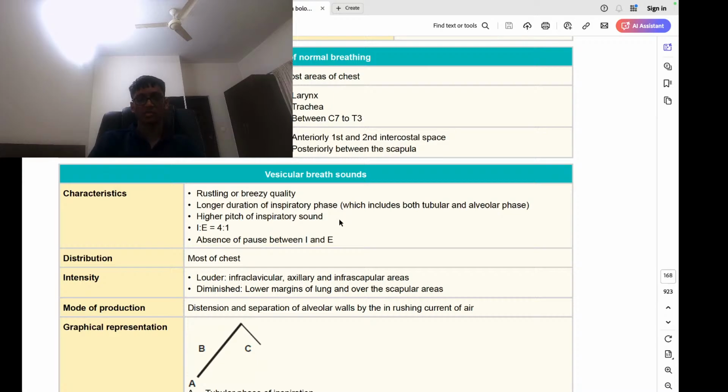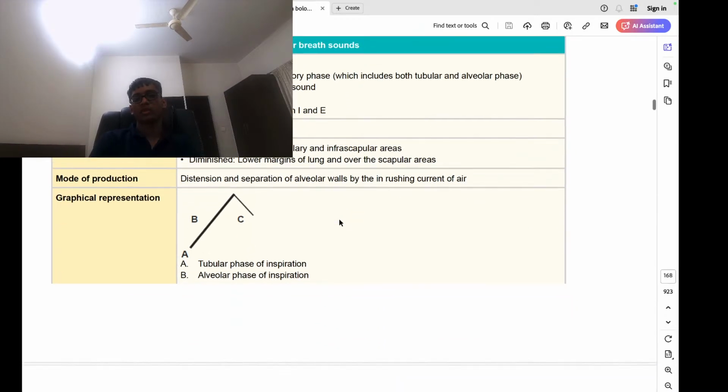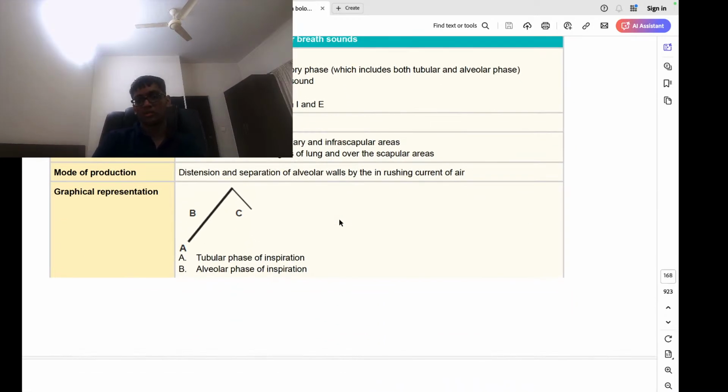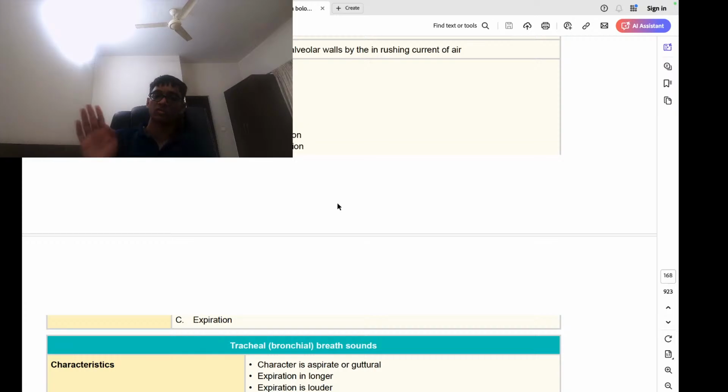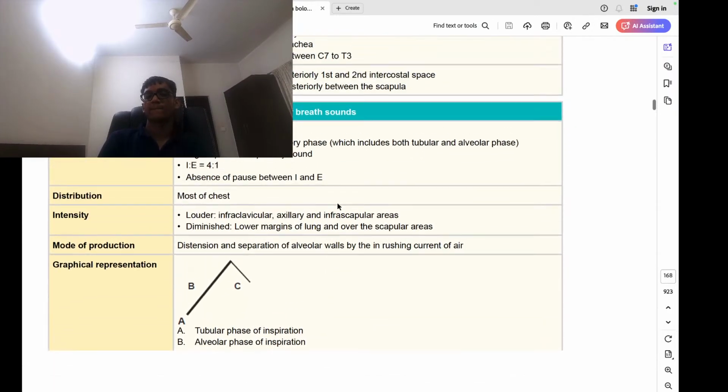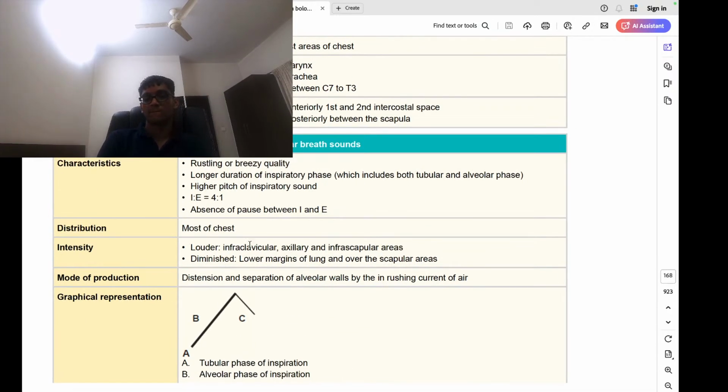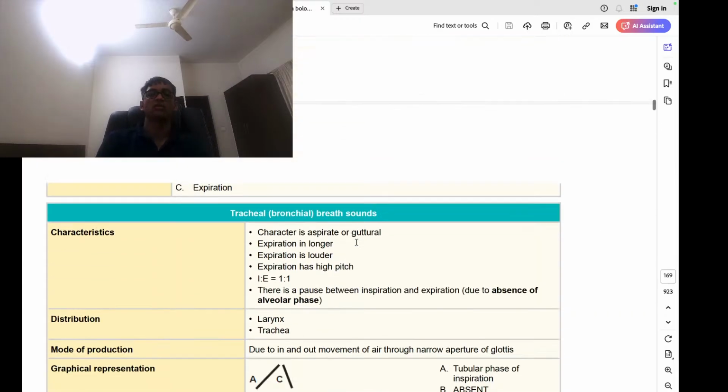This is vesicular breath sounds. Inspiratory to expiratory is 4:1: four times inspiring, one time expiring. Longer duration, higher pitch. Mode of production is distension and separation of alveolar walls by the rushing current of air. Tubular phase, alveolar phase, expiration. Longer duration of inspiration, which includes both tubular and alveolar.